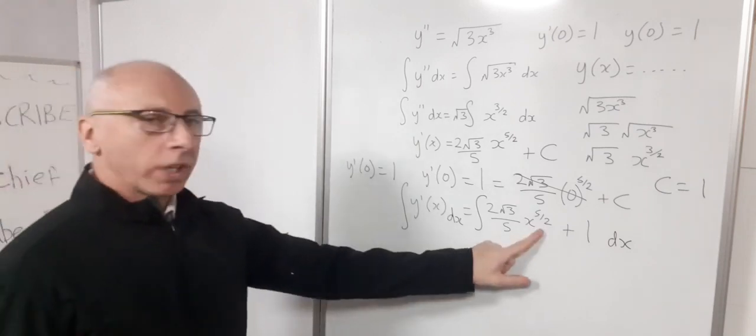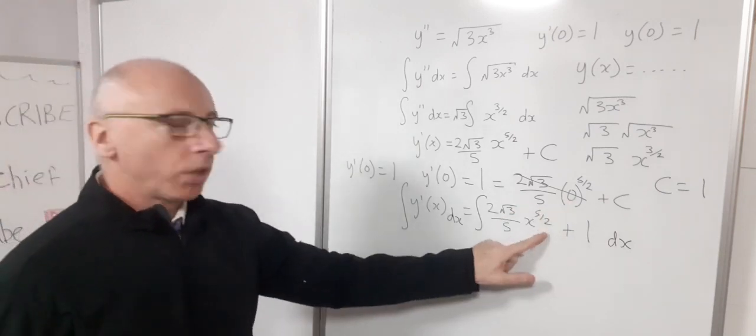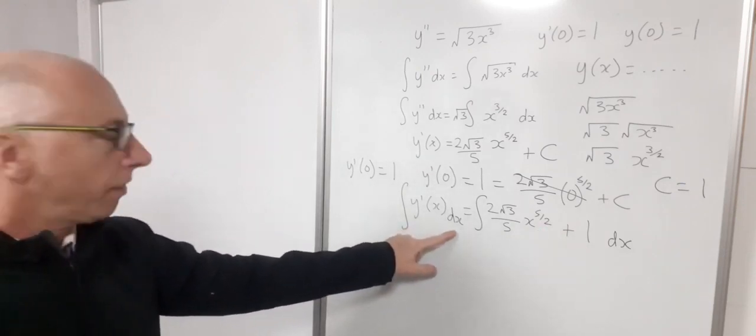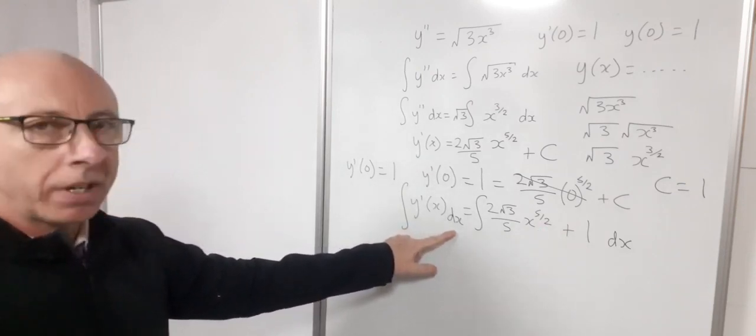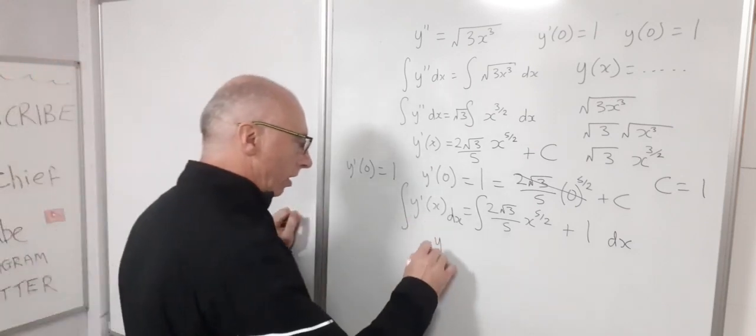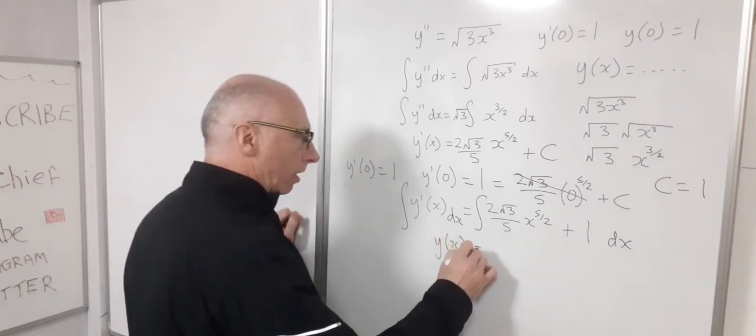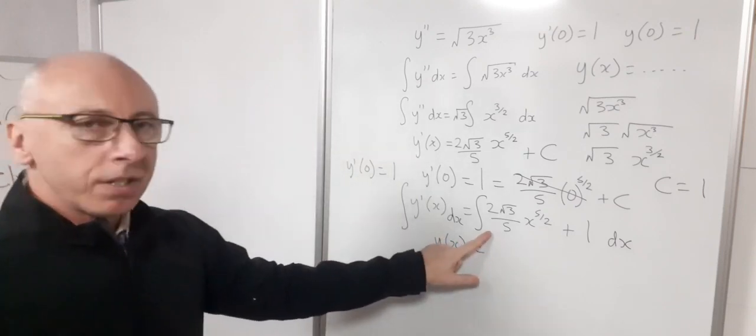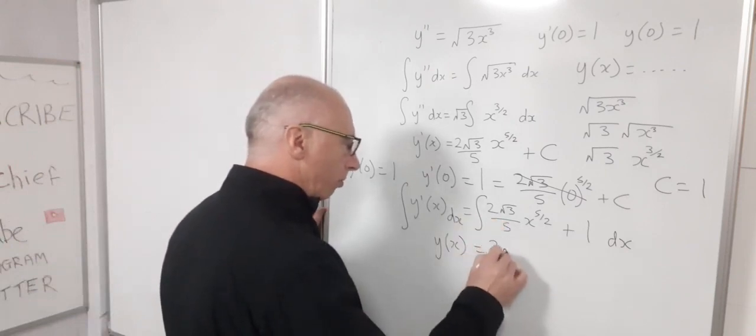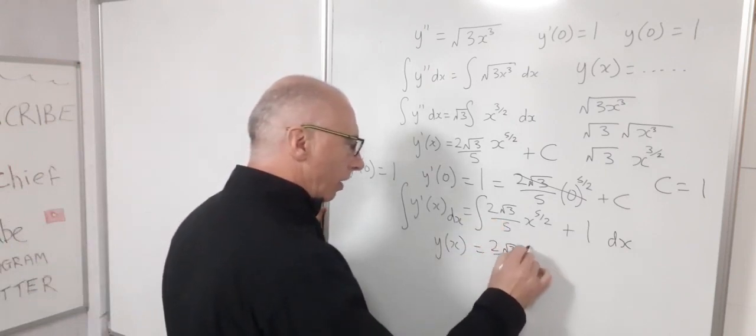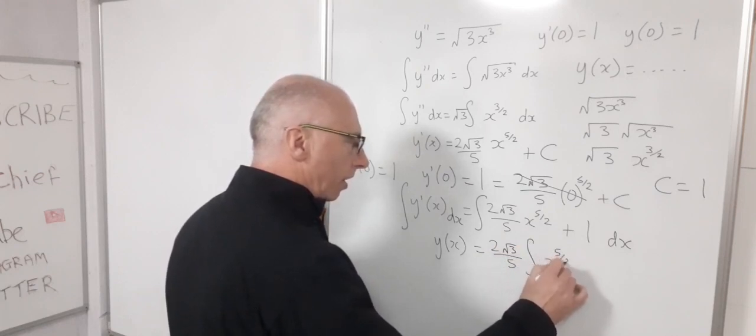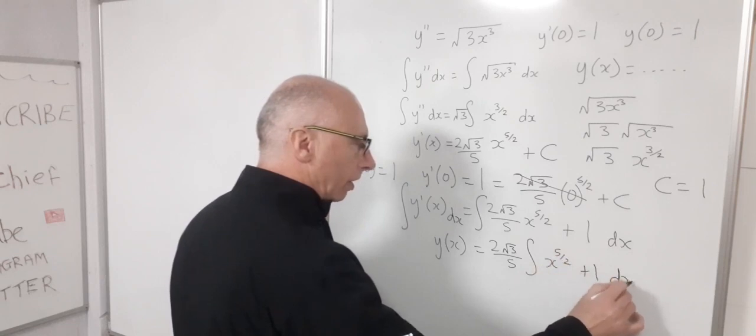Now we don't have to work out what this is in terms of indices, we've already got this in our integrand. Here, by the fundamental theorem of calculus, we're going to have y of x. Then simplify this integral. I can take this constant out front, so 2 root 3 over 5 multiplied by the integral of x to the 5 over 2 plus 1 dx.